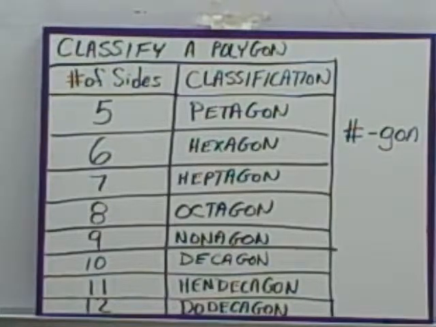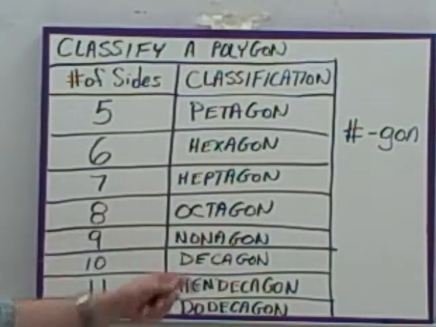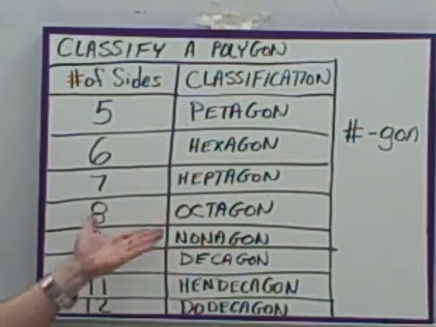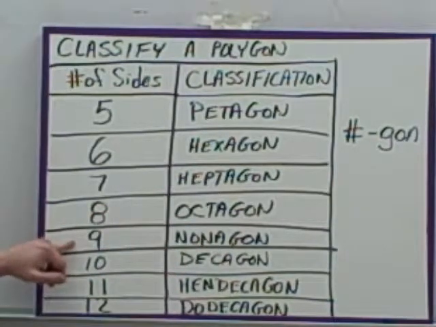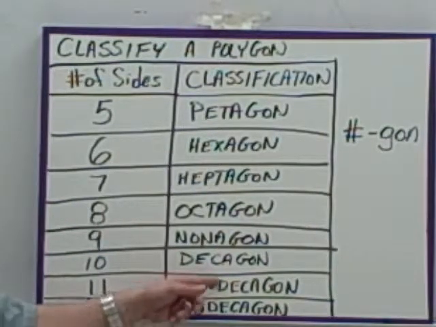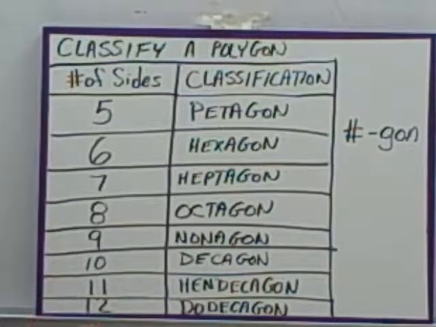Hexagon is for a 6-sided. Heptagon, 7-sided. Octagon, octopus, 8, octagon. That's why it's called an octagon. 9-sided is nonagon. 10-sided is decagon. Deca. We should have heard deca from decameter, it stands for 10.